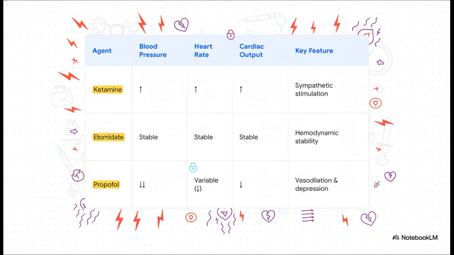Propofol, it causes major vasodilation and myocardial depression. That's just dangerous in a patient who's already in shock. On the other hand, you've got etomidate, which is famous for its rock-solid hemodynamic stability. And then there's ketamine, which actually kicks the sympathetic nervous system into gear, jacking up blood pressure, heart rate, and cardiac output. This makes it a fantastic choice for, say, a hypotensive trauma patient.